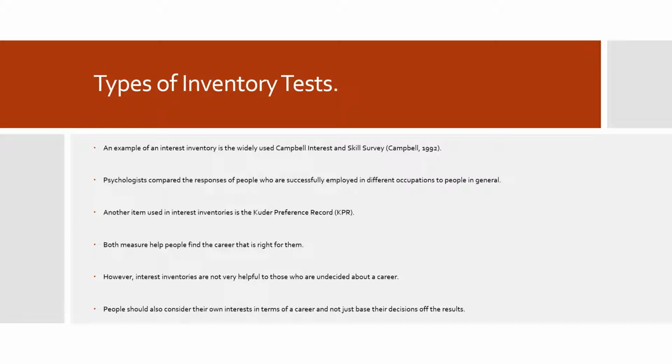Another thing to think about with interest inventories is that people should consider their own interests in terms of career and not just base a decision off the results. If you take an interest inventory and it tells you that you should be an artist, and you say, well, I don't like art, but my interest inventory says I should be an artist and paint like Picasso or things like that, don't just go off the interest inventory. If you don't like art, just because it says you'd be good at it, don't pick that, is what they're trying to say. Realize your own interest, too. It's still just a test, and tests don't always provide the correct answers all the time.